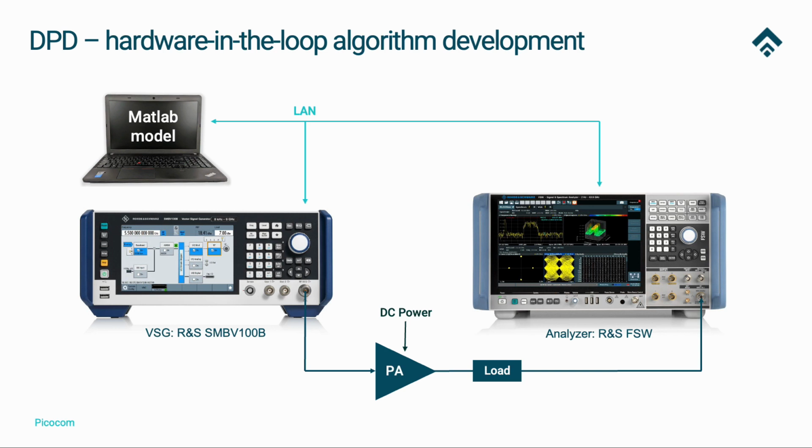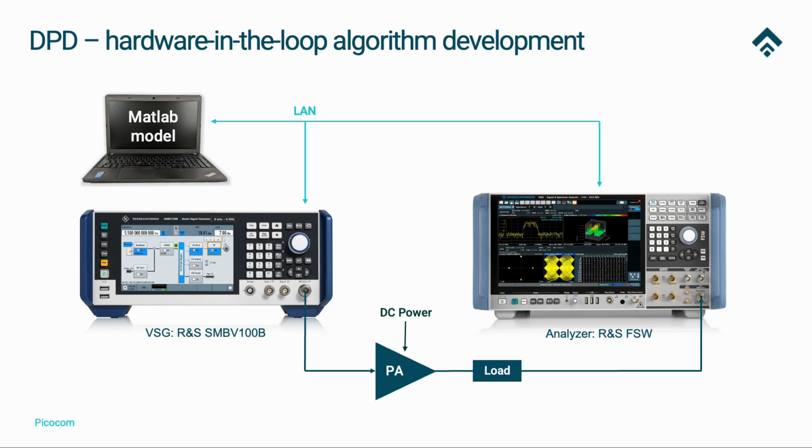We have a vector signal generator that takes transmit baseband IQ samples from the MATLAB model and replays and upconverts it to RF. The generator's RF output is connected to the input of the target PA undergoing linearization. The output of the PA feeds through a power attenuator to the RF input of a signal and spectrum analyzer. The analyzer down converts the signal, captures it as IQ data, and sends the data back to the MATLAB model.